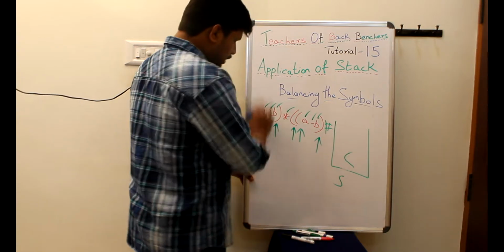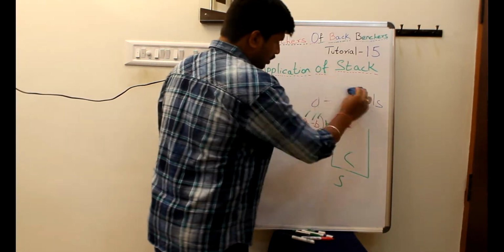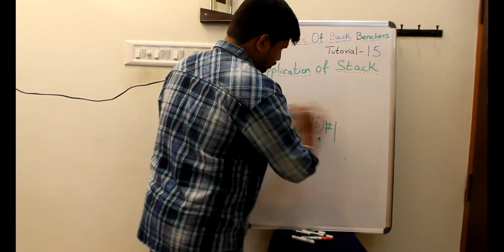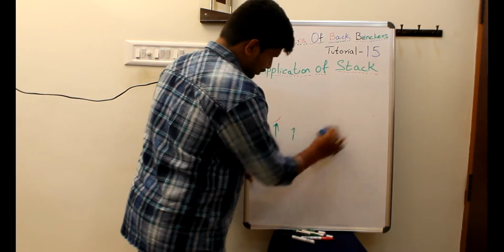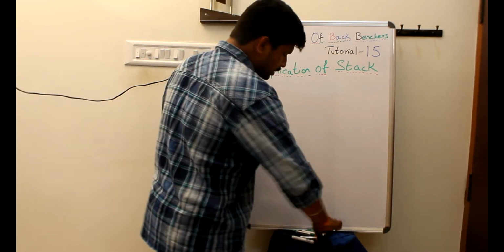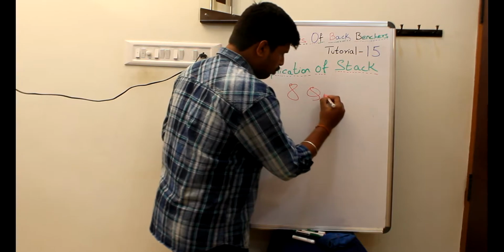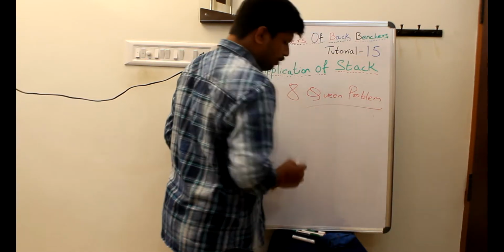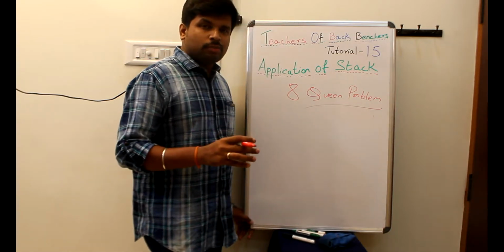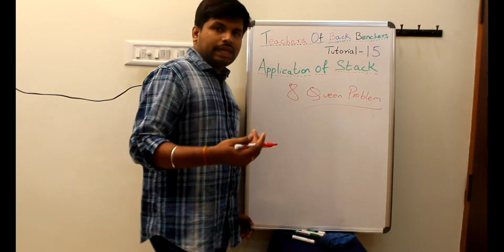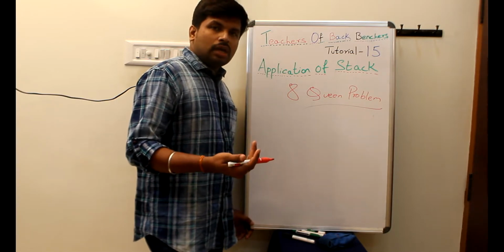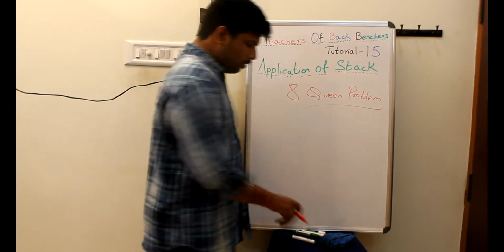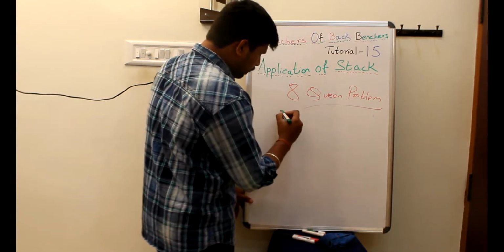Okay, so now moving on to the next application. The next application is called the 8 queen problem, where we are going to insert 8 queens inside a chessboard with the dimensions of an 8 cross 8 matrix, in such a way that no queen cuts another queen. For example, I will explain it to you with the 4 queen problem.